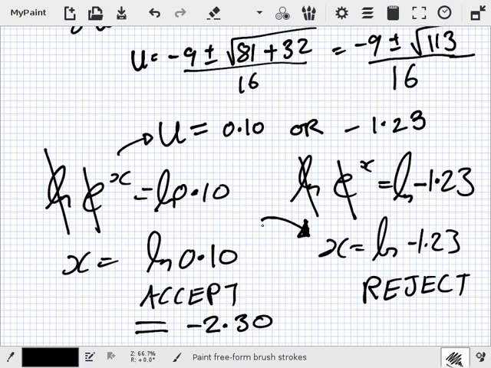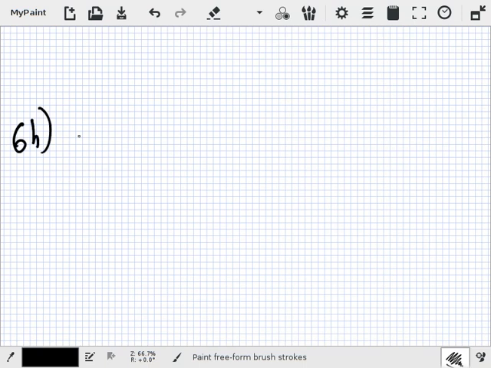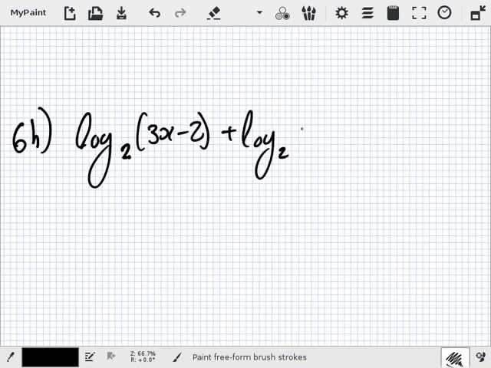I just want to skip 5 because it's not so important for you right now and for the exam. But what is much more important is number 6, which I want to make sure we do. A good exam-style question would be something like 6H. That could easily be a section A question in the exam. So let's have a look at that. 6H: log base 2 of 3x minus 2 plus log base 2 of 5x minus 1 equals 6.